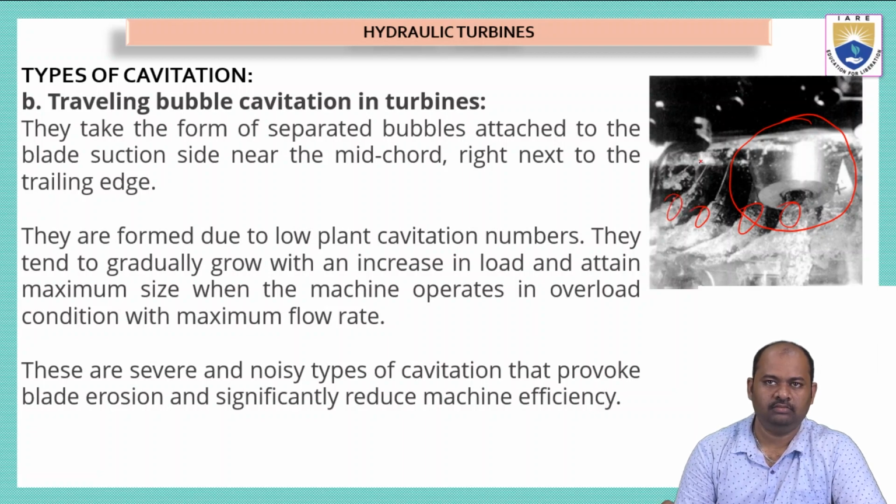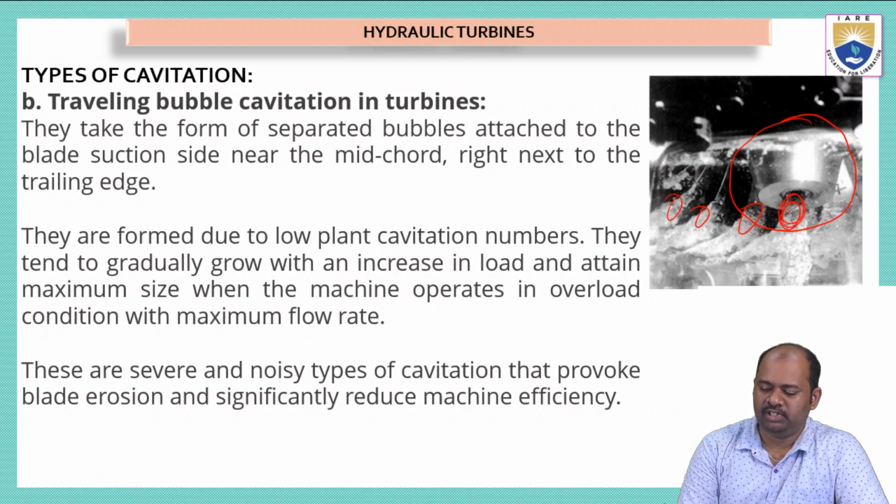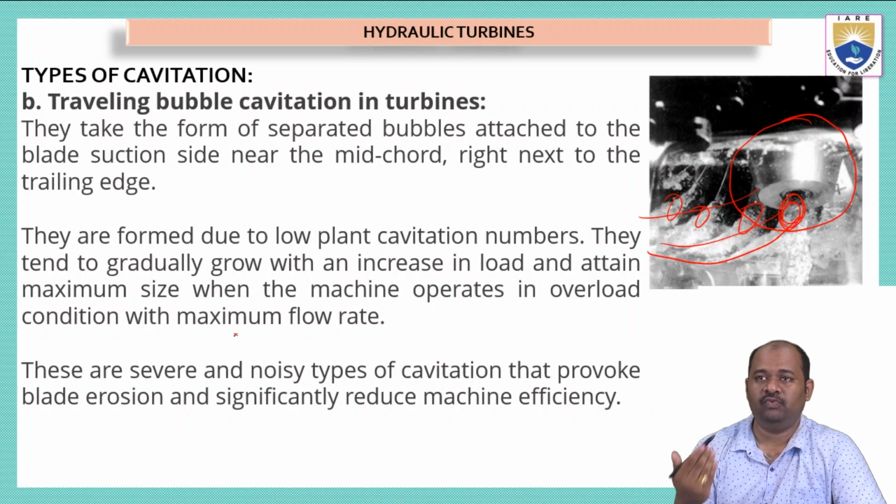These are all vanes. In traveling bubble cavitation, we can see the formation of bubbles at the center, near the shaft or hub. These bubbles will travel along the vanes in this direction, and finally they will reach the outer periphery. They are formed due to low plant cavitation numbers, and they tend to gradually grow and increase in load and attain maximum size when the machine operates in overload conditions with maximum flow rate.